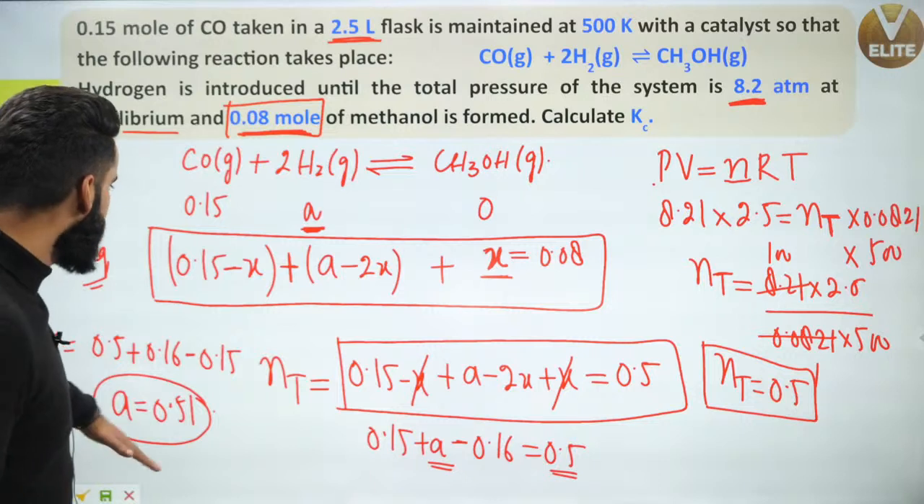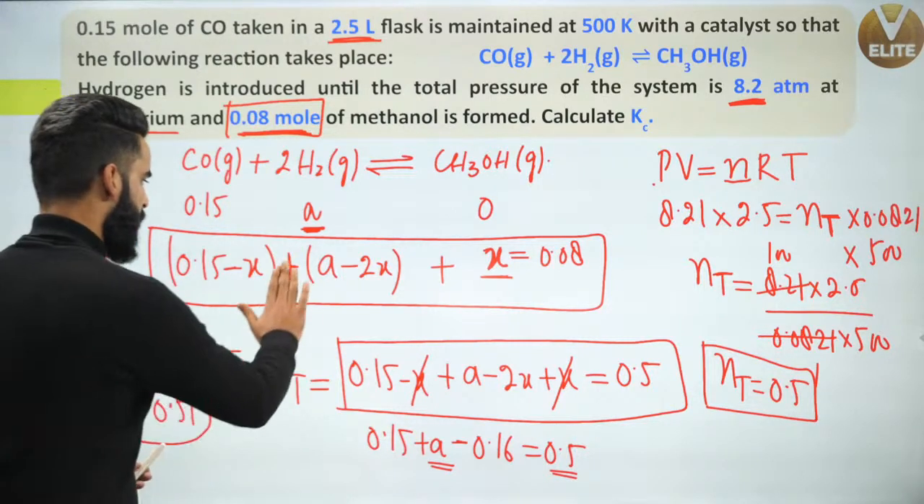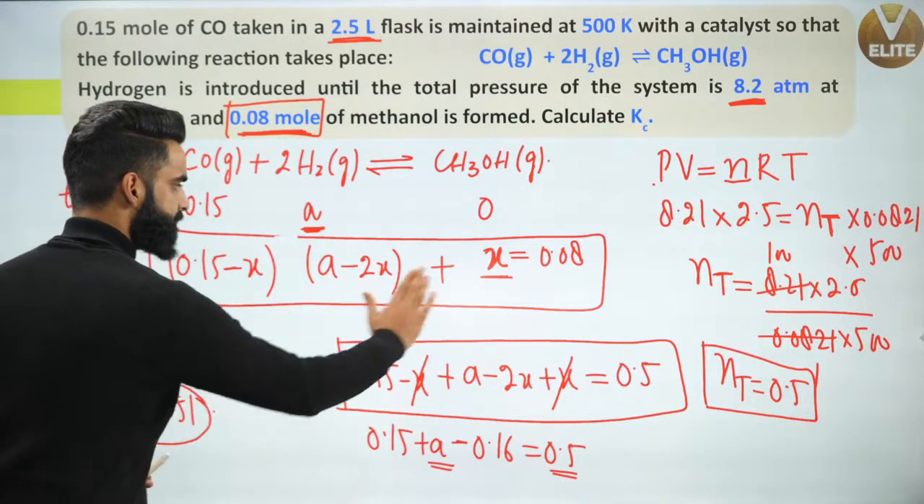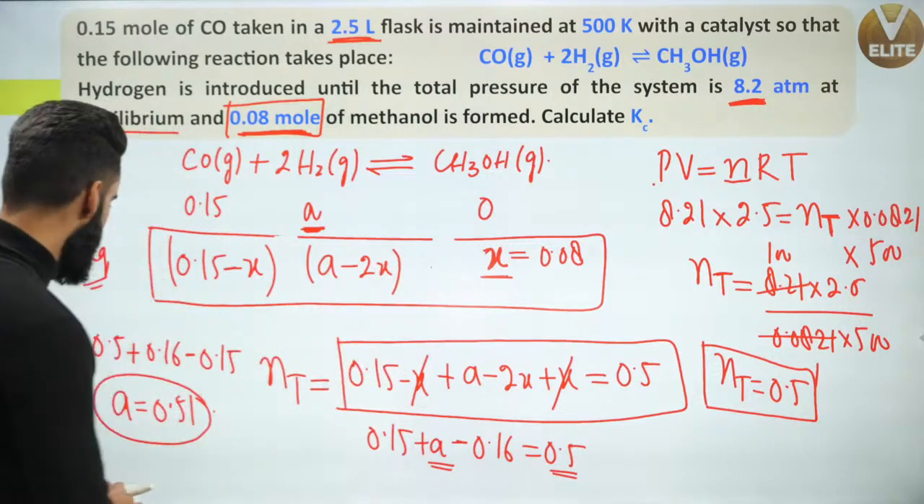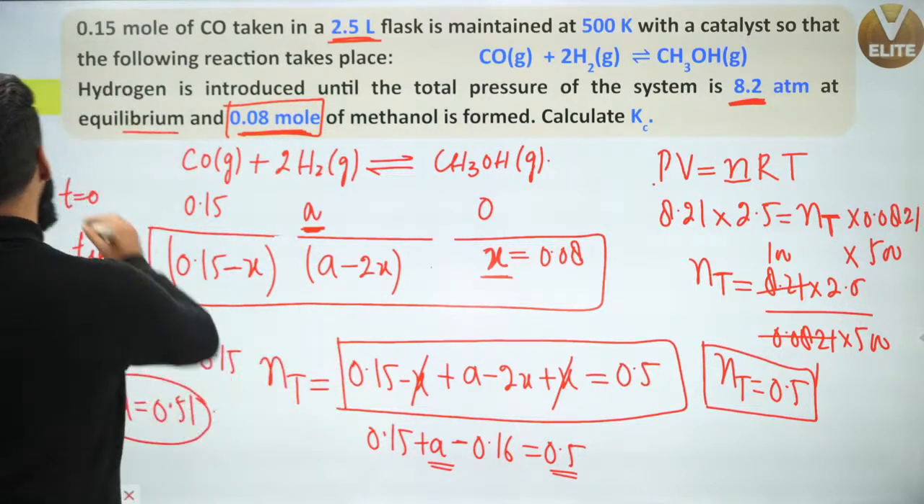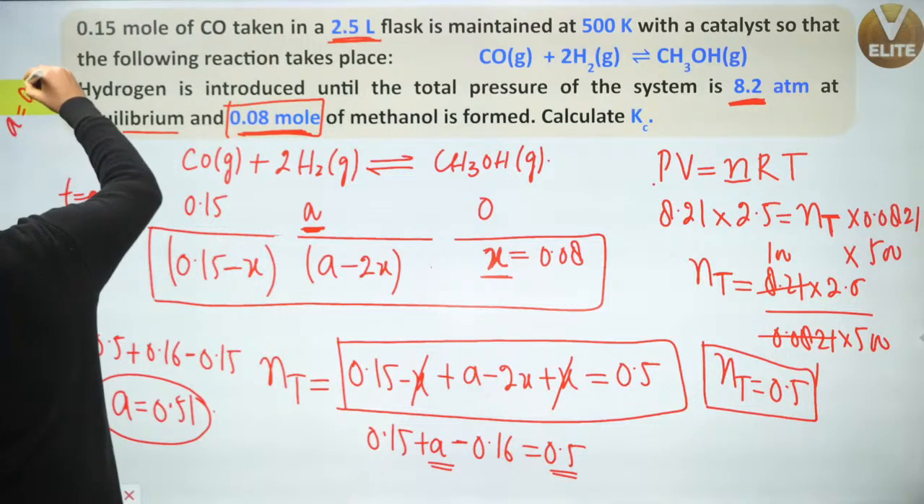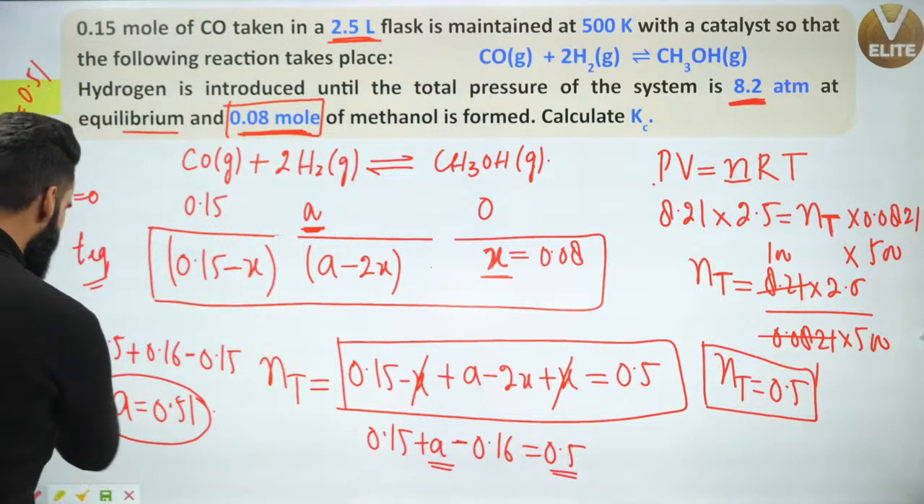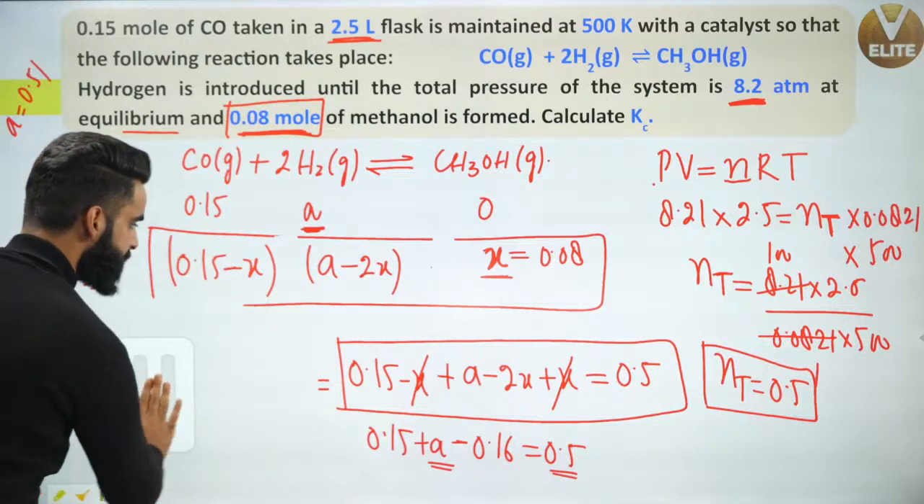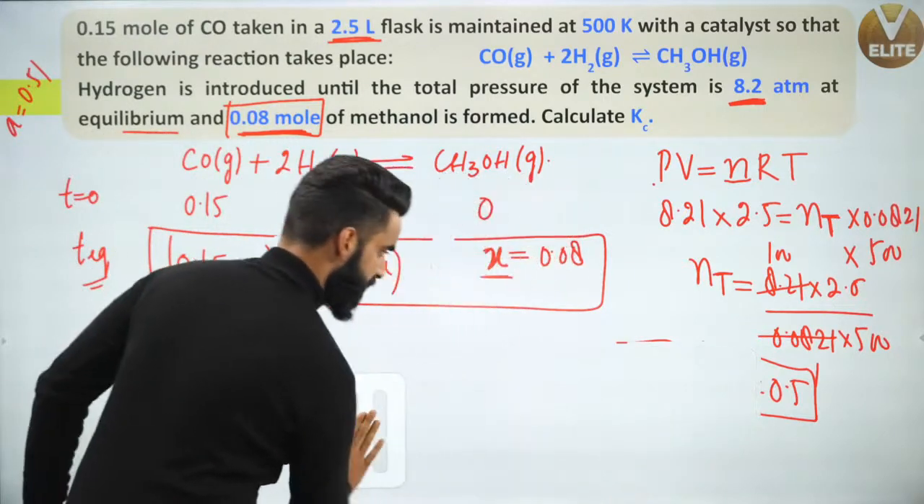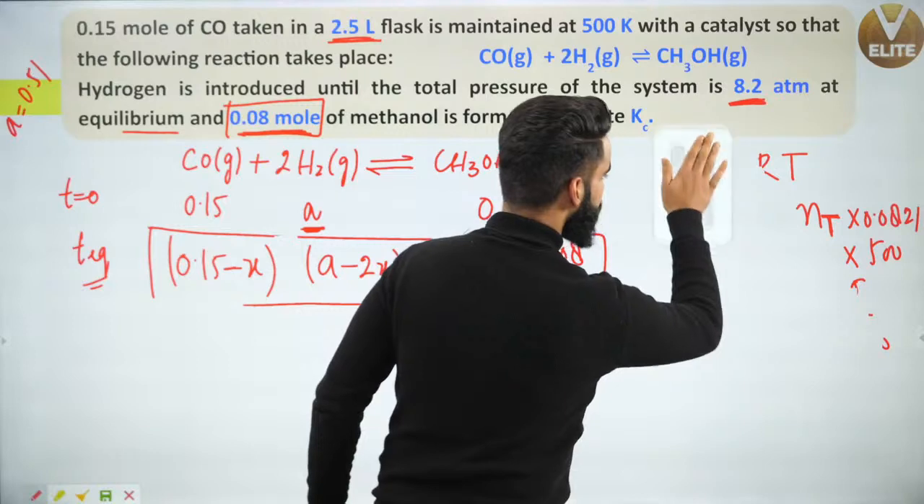Correct? Now people, if I got the value of A, understand what I am going to do. The A value I got is 0.51, so I'm going to write it somewhere here. I'm going to erase every calculation which I did over here.